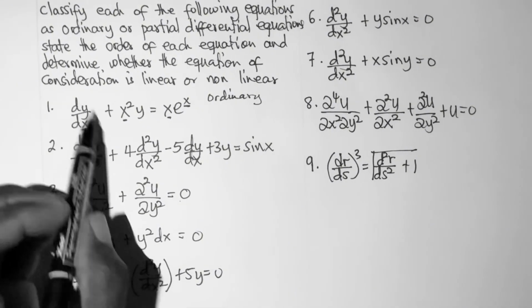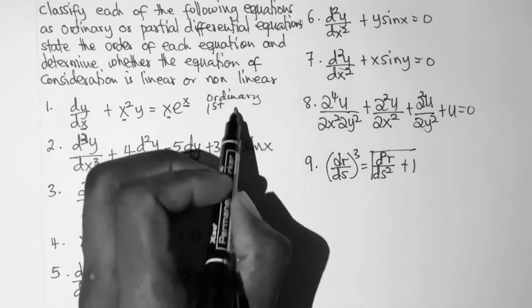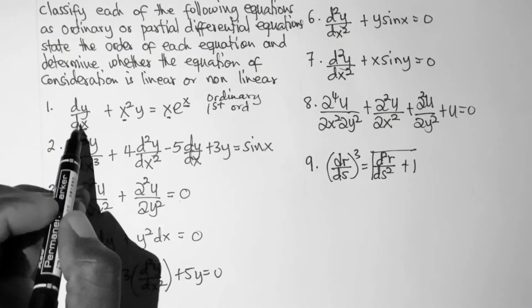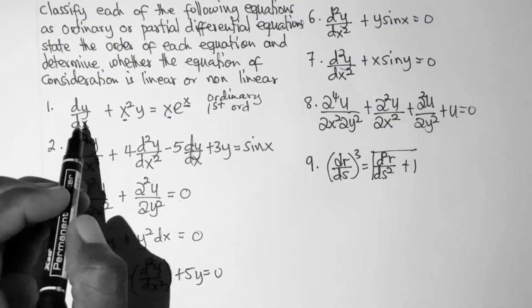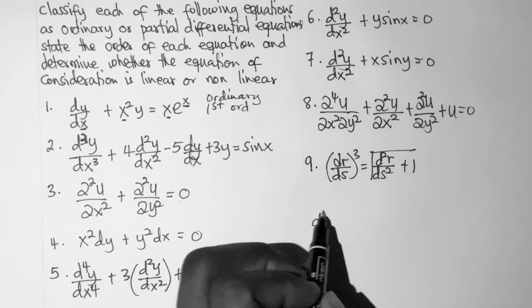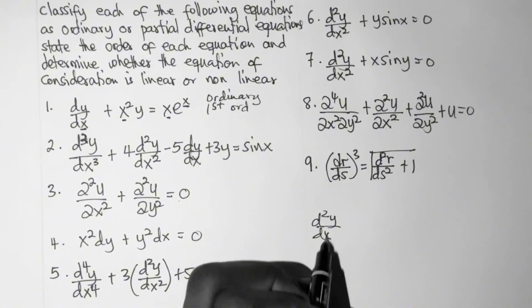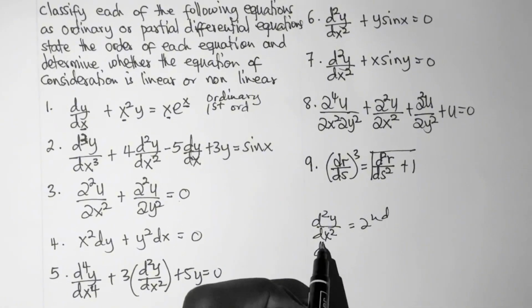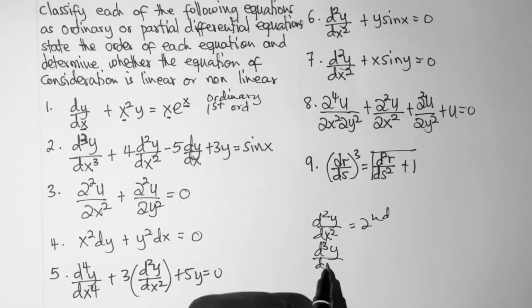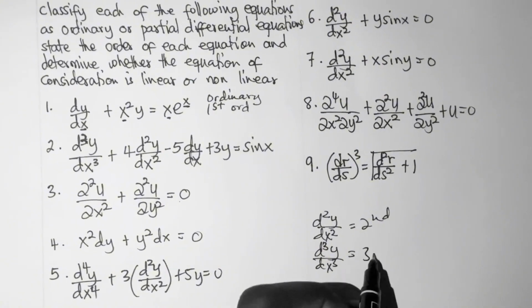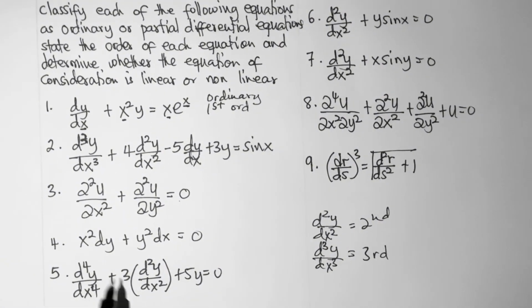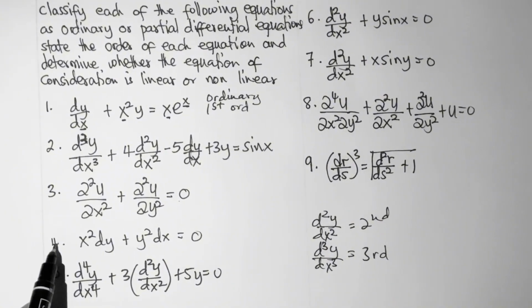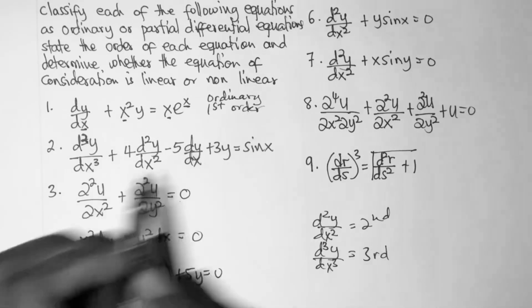So for example, in this case, this is first order because dy dx is 1. Now, for example, if it was d squared y dx squared, then this will be second order. And if it was d cubed y dx cubed, then this will be third order in that function. So that is how to determine the order of a differential equation. So this is a first order.